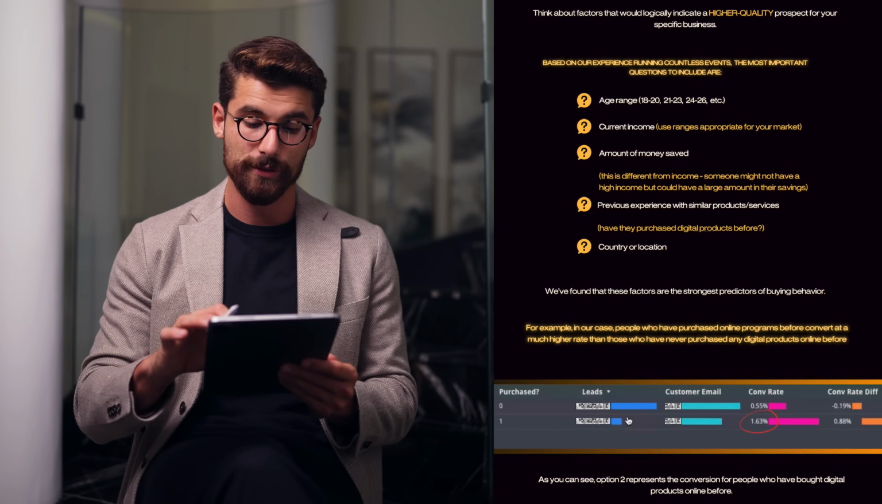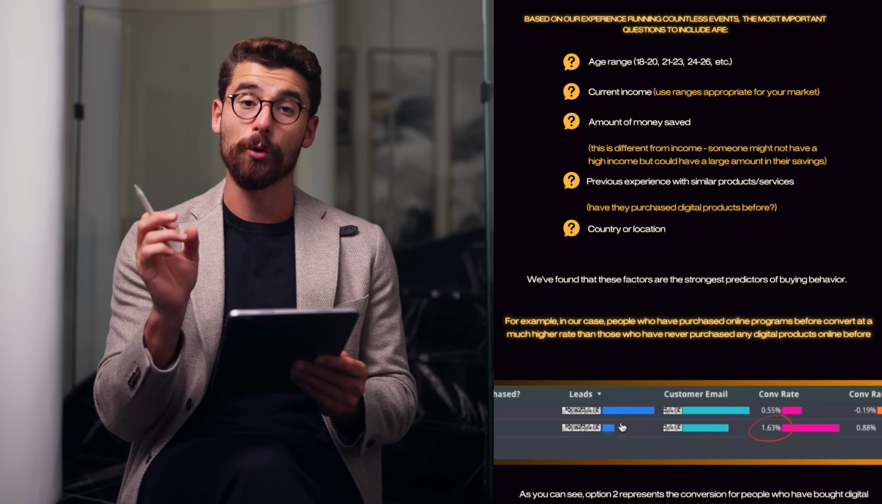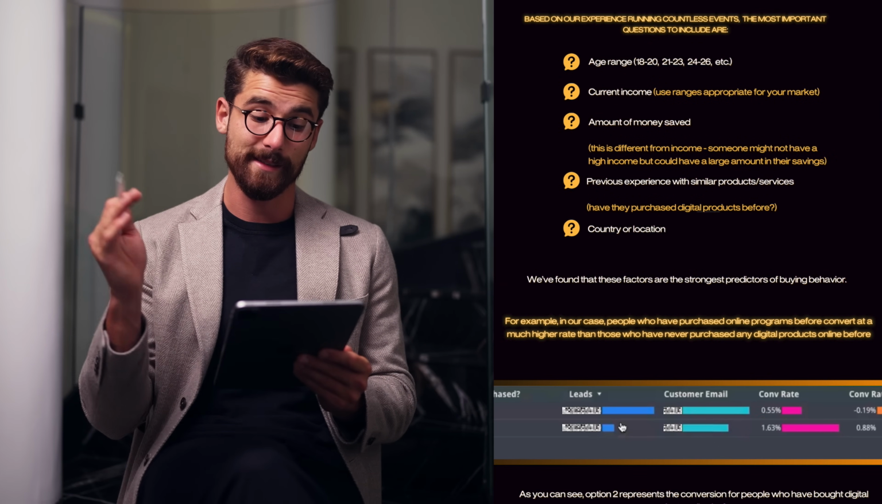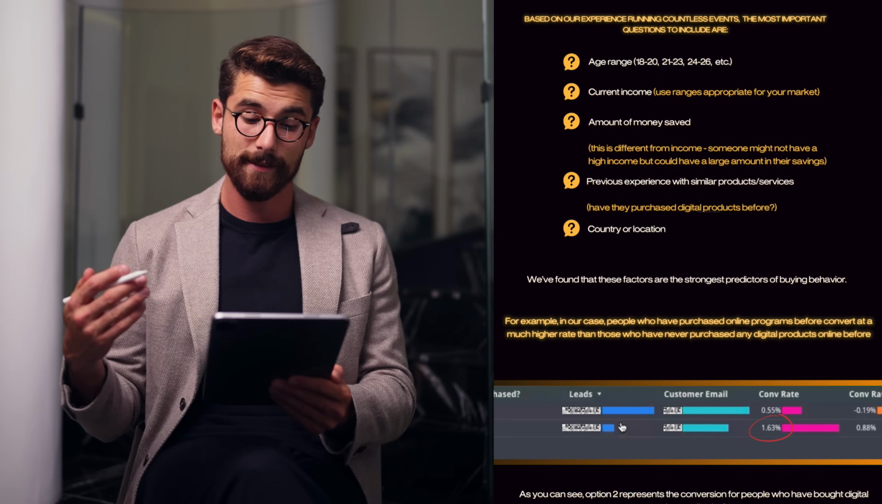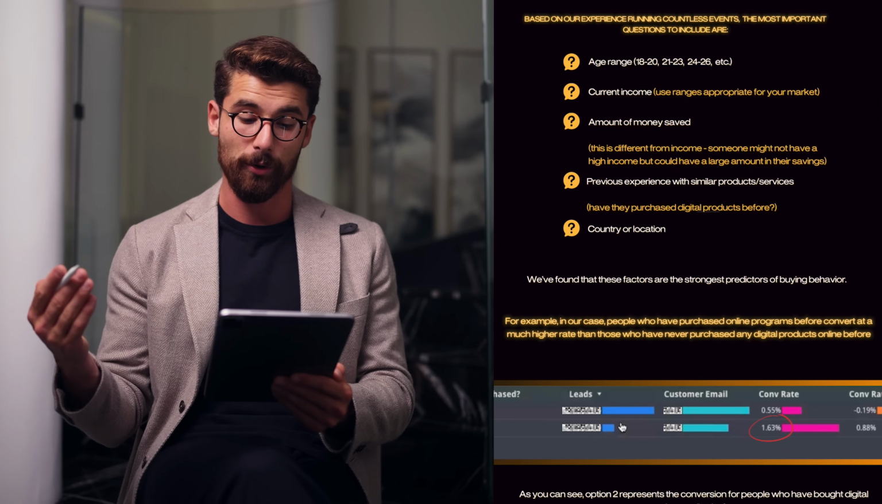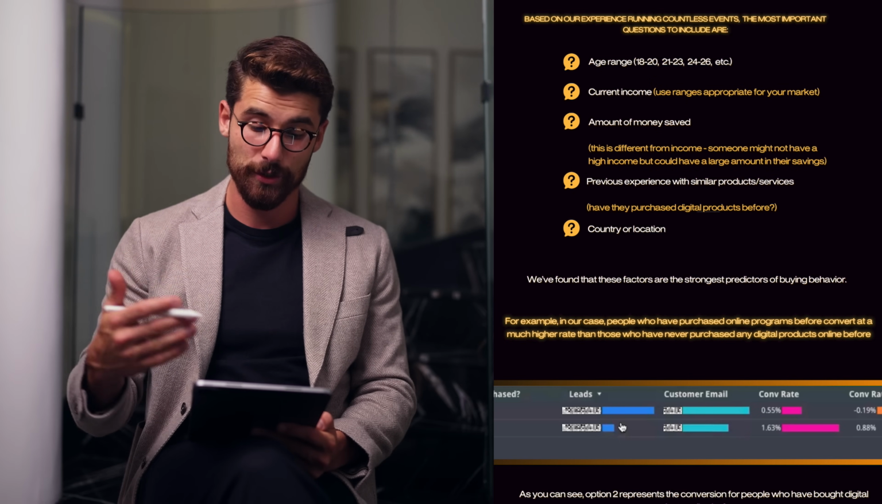Think about factors that will logically indicate a higher quality prospect for your specific business. Now, based on our experience running countless events, the most important questions to include are age range, current income, and you want to use ranges appropriate for your market, amount of money saved. Now this is different from income, and it's a very important distinction because someone may not have a high income but could have a large amount in their savings. Next is previous experience with similar products or services. Have they purchased a digital product before, for example? Next is country or location.